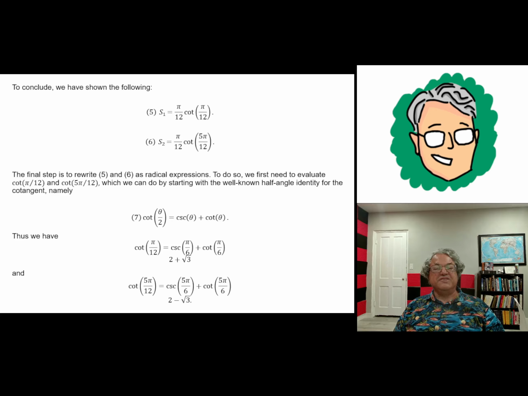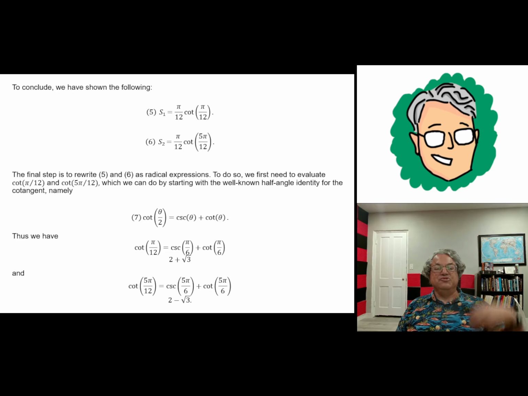But the problem was asking for radical expressions. So now we still have to do a little bit more work. We have to find radical expressions for the cotangent of pi over 12 and the cotangent of 5 pi over 12. And the way you can do this, I think the easiest way to derive these formulas is to use what's called the half angle identity. And it turns out that the half angle identity for the cotangent is equation 7.